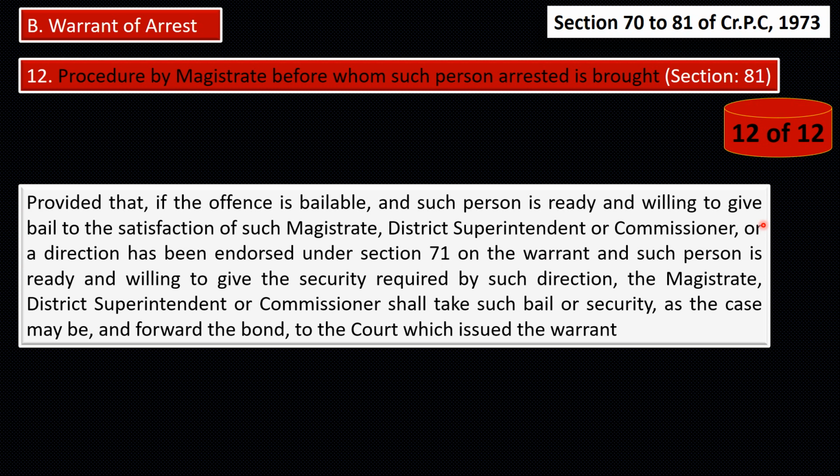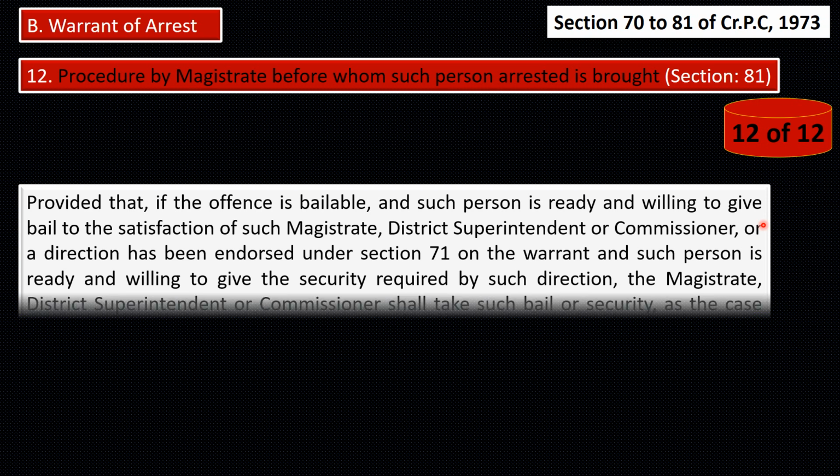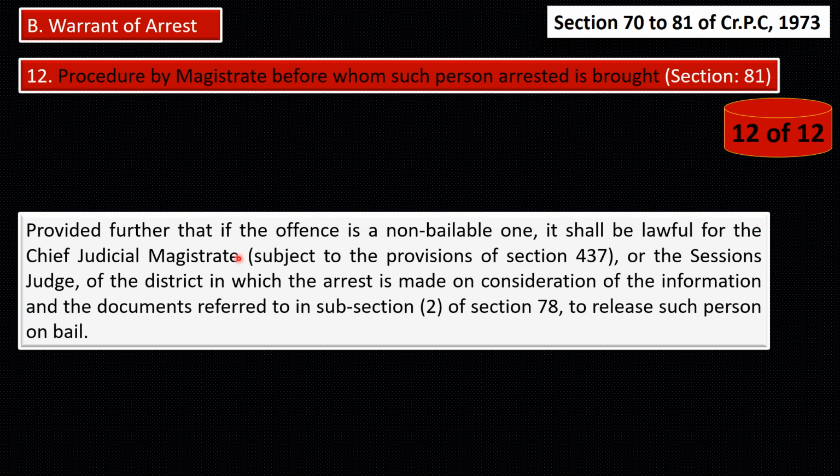Before we end, we need to cover this also, that another condition to section 81 is that if an offense is a non-bailable one, it shall be lawful for the chief judicial magistrate or session judge of the district in which the person has been arrested, on consideration of the information and documents referred under subsection 2 of section 78, to release such person on bail. Now, subsection 2 of section 78 says that it is the discretion of the court whether to give or not to give bail to a person who has committed a non-bailable offense.